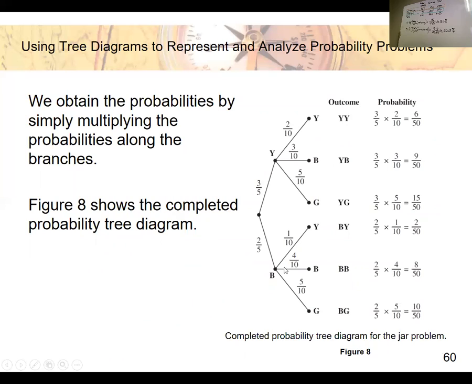And this is the whole outcome, all the outcomes and their respective probabilities. And this is the probability under here. So in this case, 3/5 times 2/10, that's this right here, or 6/50. 3/5 times 3/10, that's 9/50 for a yellow and a blue. And then yellow, then green, 3/5 times 5/10, and so on. So this is the complete probability tree diagram for that.